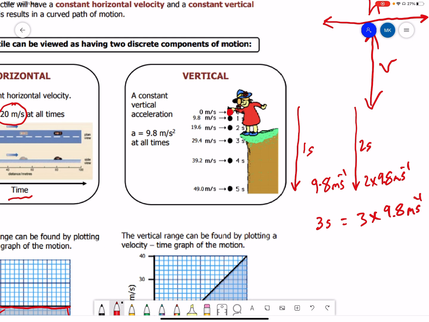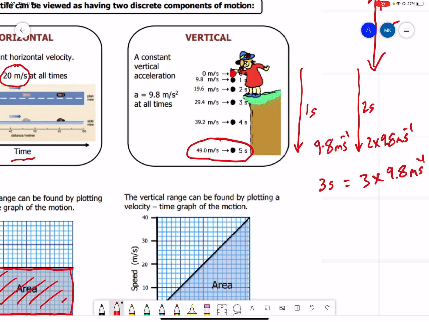So if that stone takes 5 seconds to reach the ground, 5 times 9.8, 49 meters a second is the speed that stone is going to be travelling at just before it hits the ground. And it's really important that here we are ignoring air resistance, which is always present, but for these calculations we are assuming that there is zero air resistance.